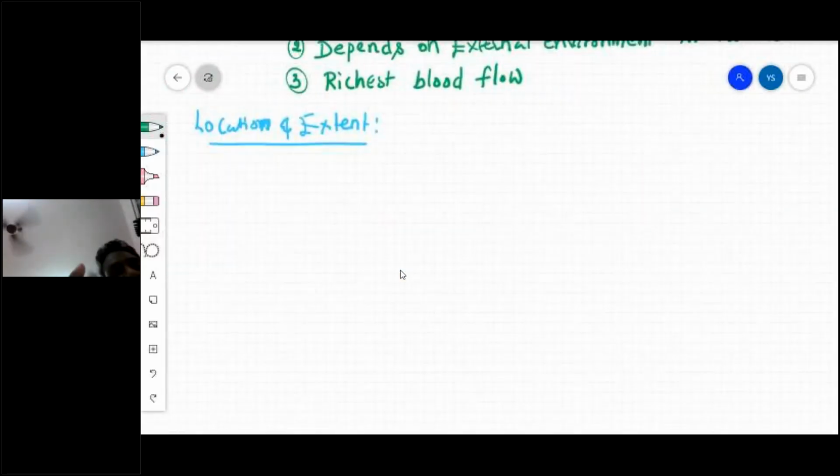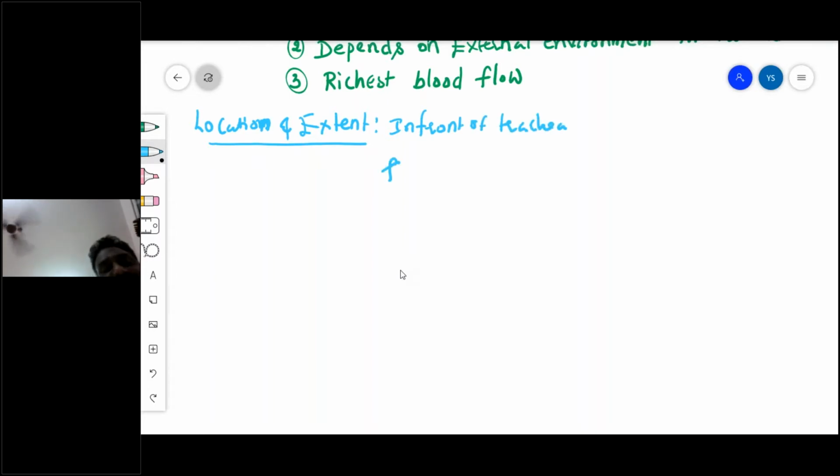So location: in front of trachea, and it extends from C5 to C7 to T1 vertebra, C5 to T1 actually. So C5, C6, C7 and T1. That is the extent of the thyroid gland.